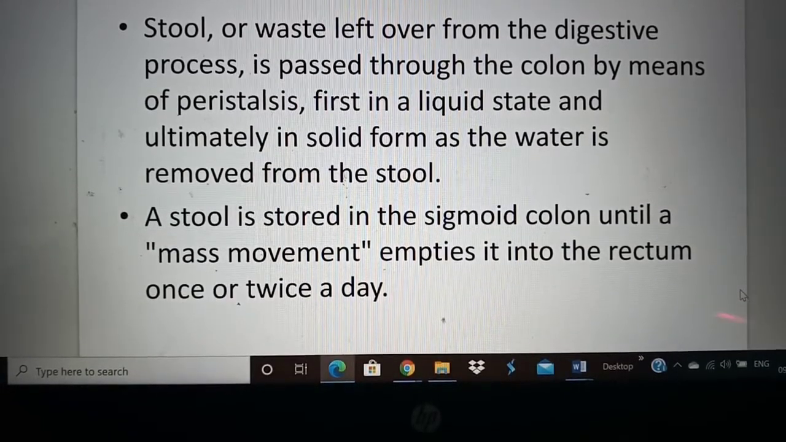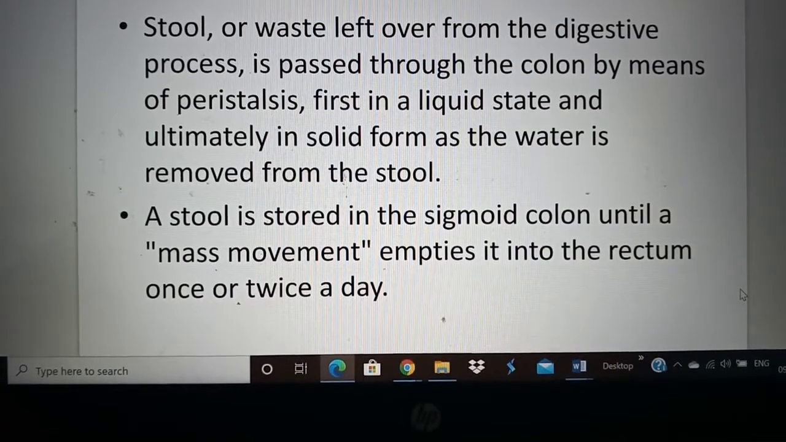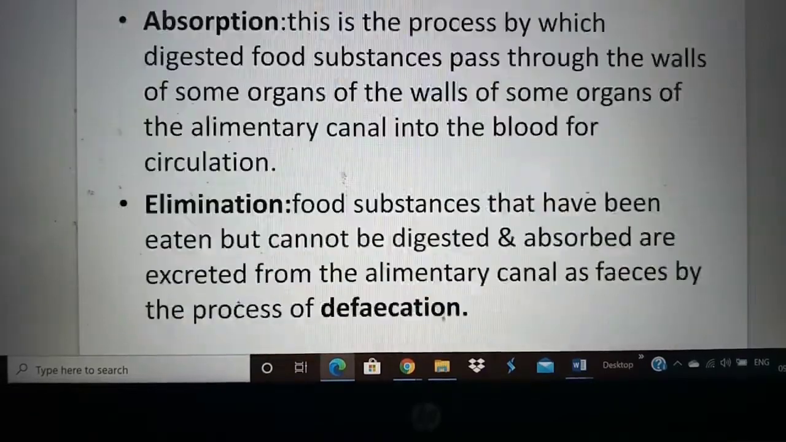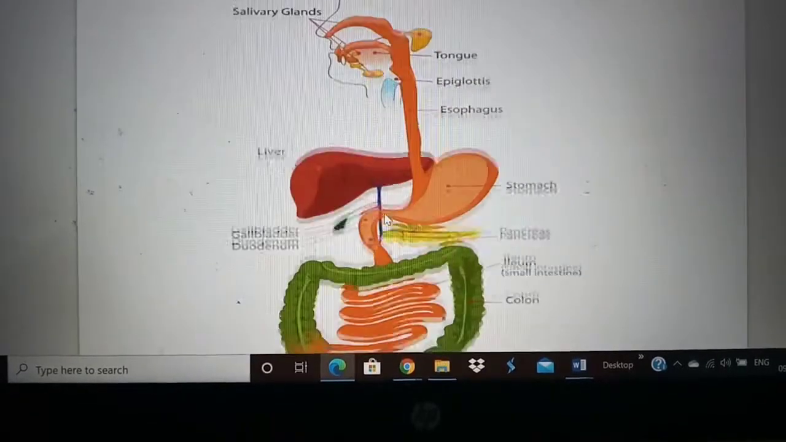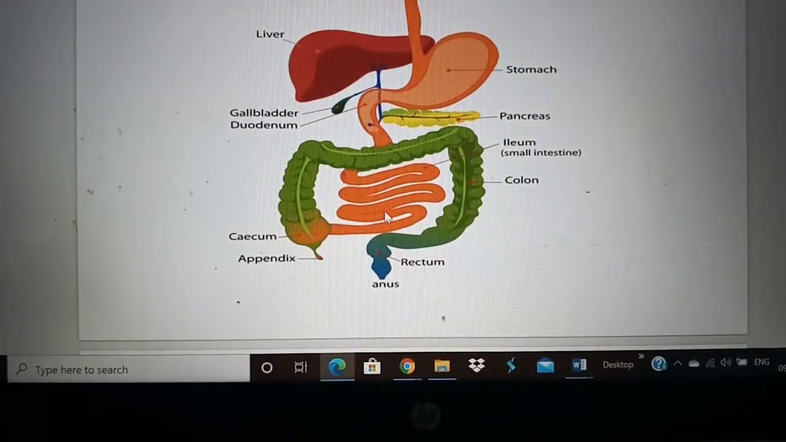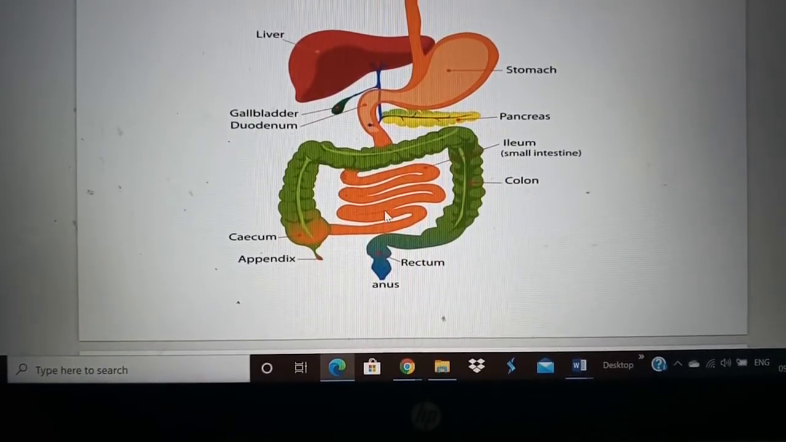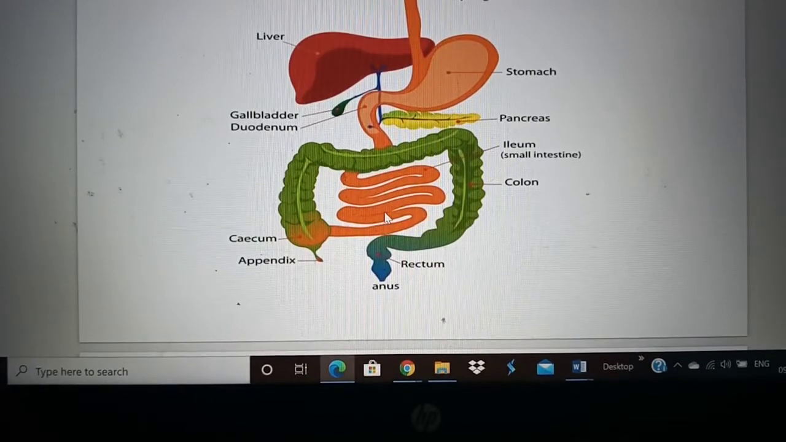So hope you understood the process of the digestive system, the physiology of digestion. We saw the digestive tract consists of two parts: the digestive organs and the accessory organs. We dealt in detail with the accessory organs and the digestive organs, the anatomy of each and their functions, and then we ended with the physiology of digestion. Hope you understood it. Thank you.